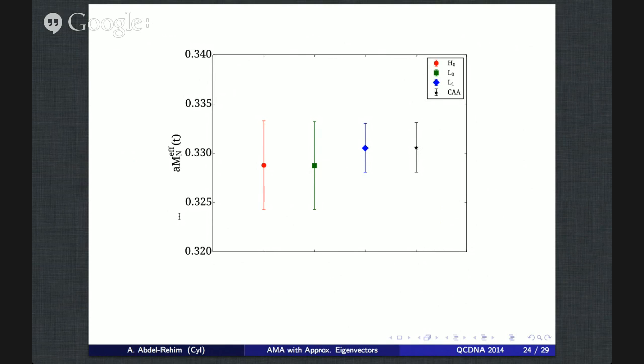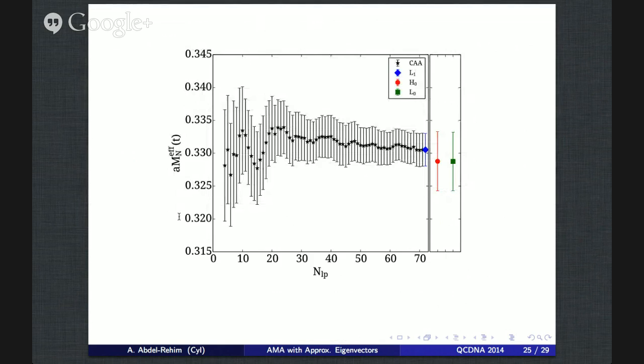So next, I look at just this plot, which shows how this effective mass for the nucleon behaves as one increases the number of low precision solves, that is, the 72 sources that I have done. We see the errors getting smaller, and the result is staying consistent with the one that we get only from the high precision. So I think this is for the nucleon.